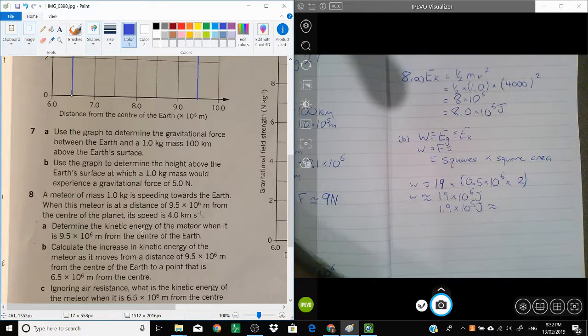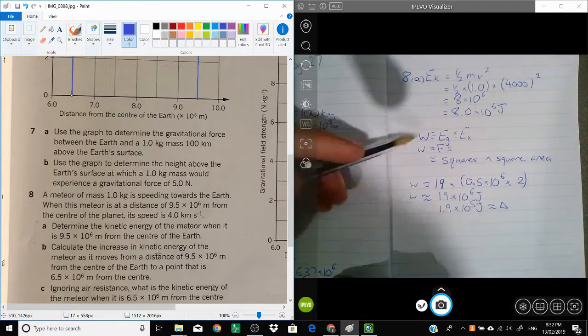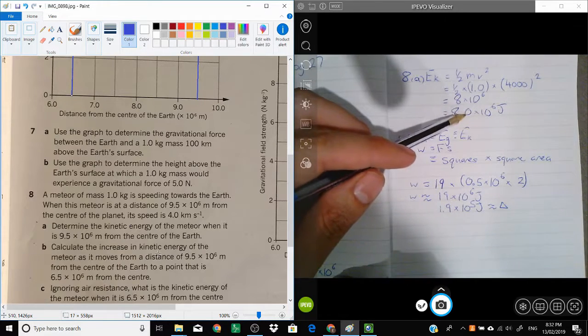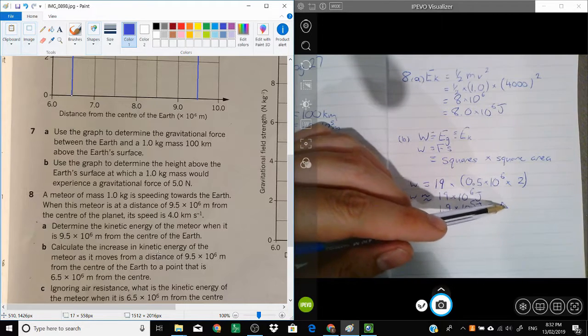So yes, the increase in kinetic energy. Whenever I write change, it's so as not to confuse it with the total kinetic energy, because it is moving with this kinetic energy, and it's gained some. So this is the increase. I use this delta symbol to symbolize change.